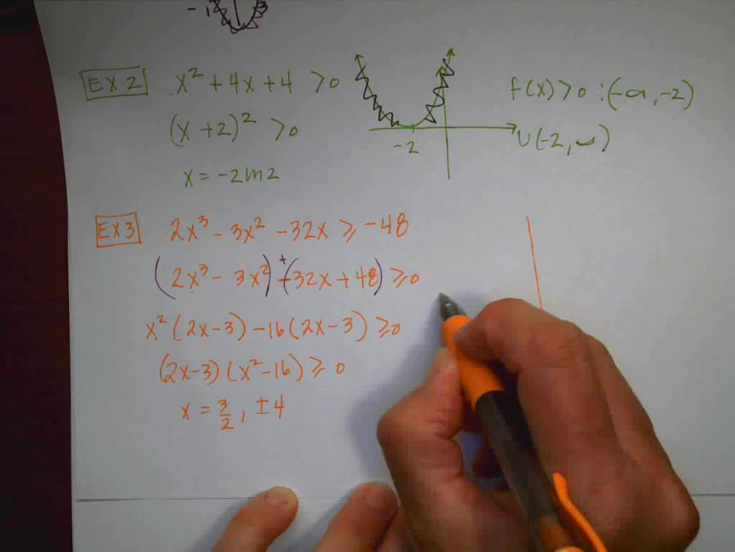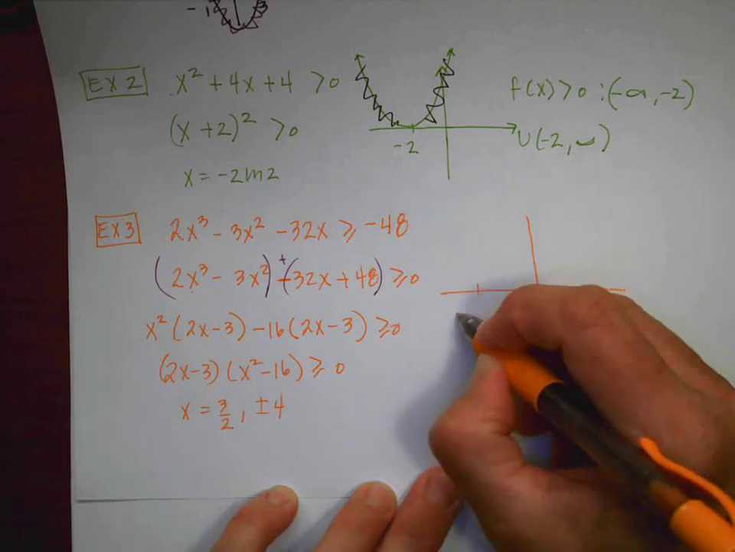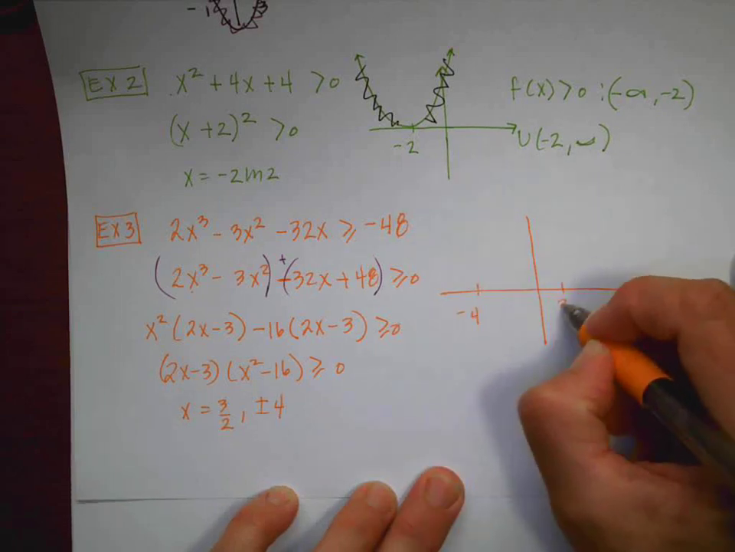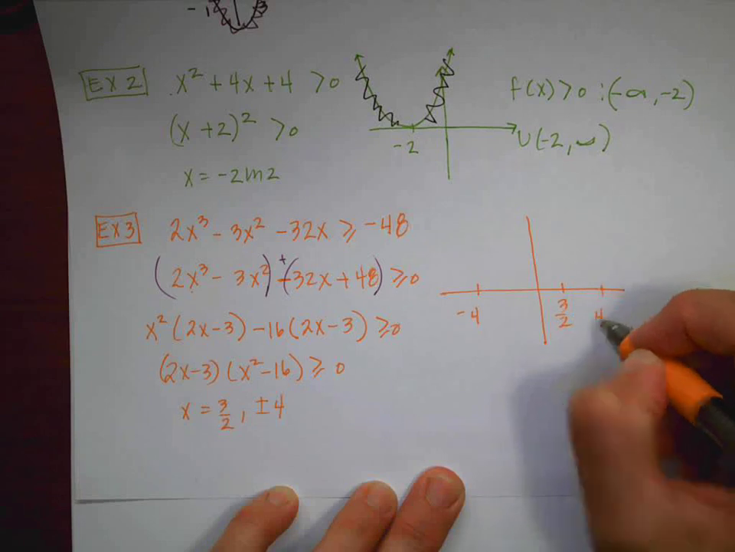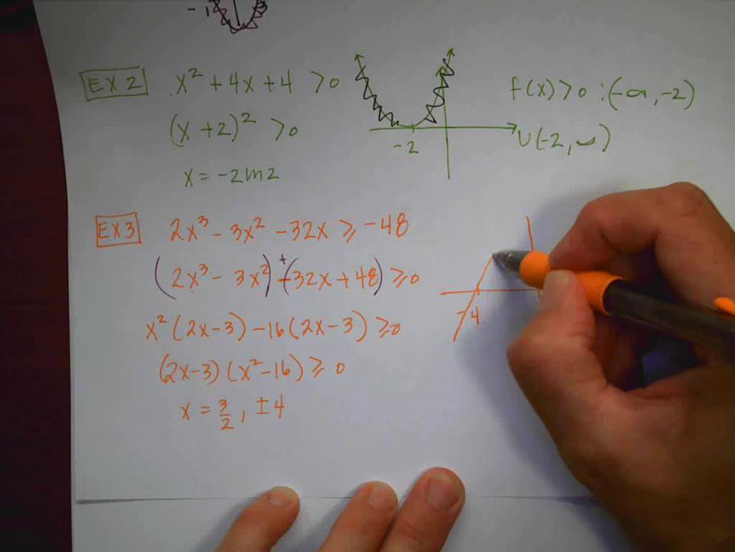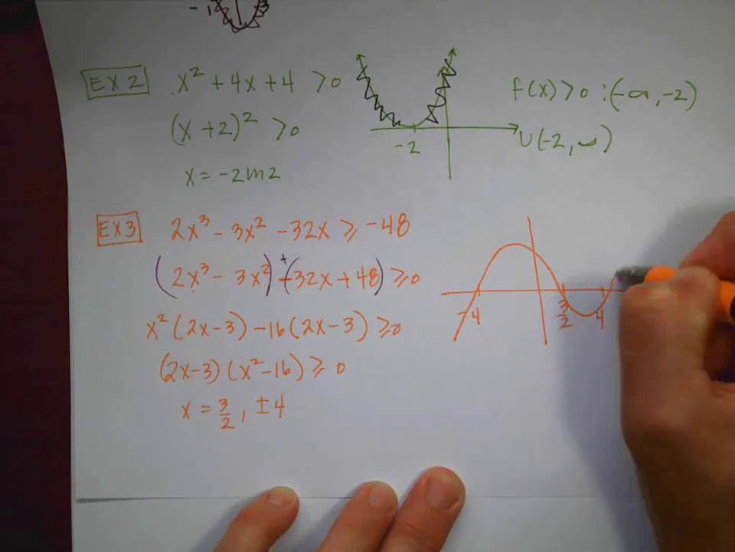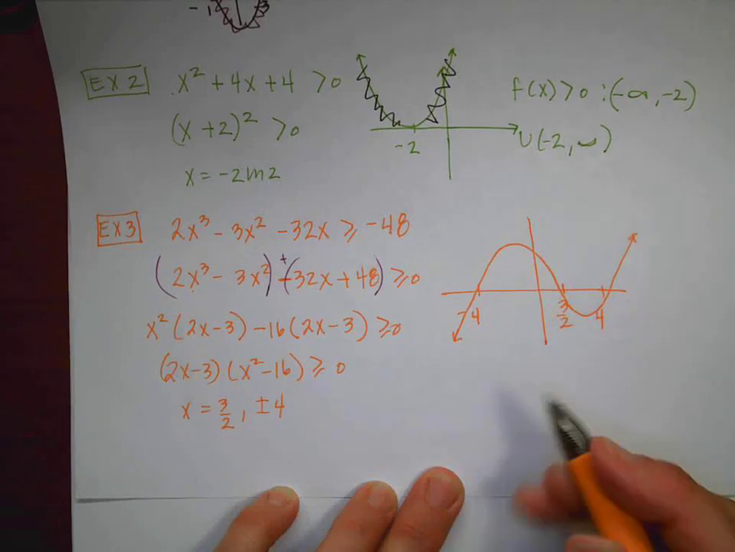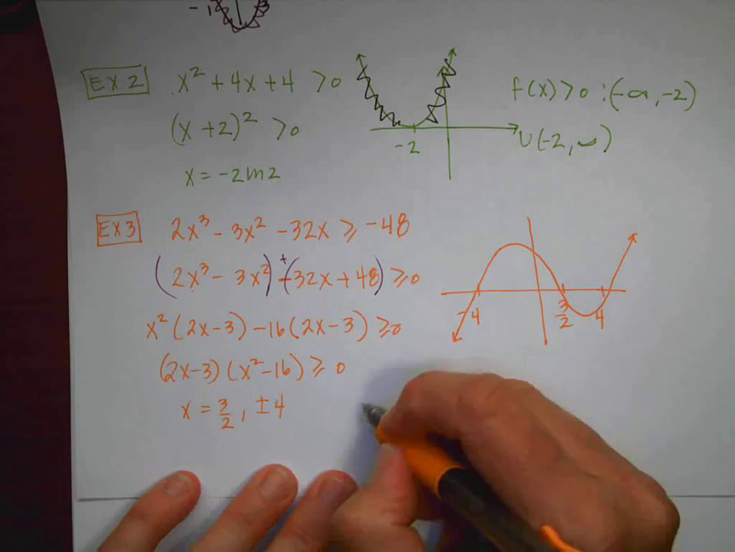So then I'm going to put all of that information on my graph. So I have a negative 4, 3 halves, and a positive 4, and it would be okay to use your grapher to help you. And this is a cubic function, so it's going to cross here, here, and here. And now we're going to answer the question.